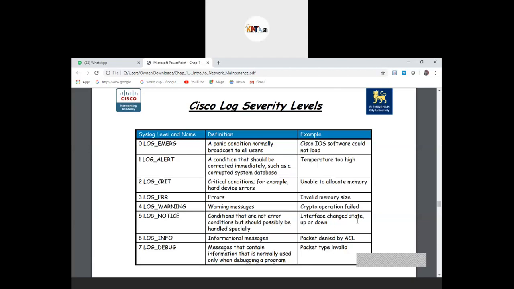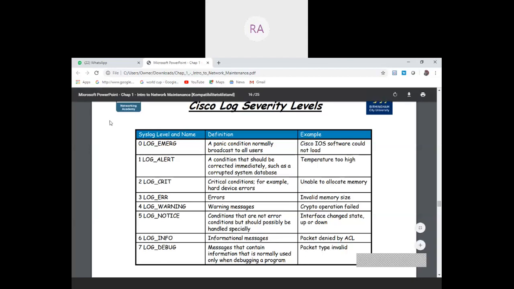Now, when you already have up interfaces and the states change to down, it means that either certain configurations are missing or a particular cable is pulled out of that connection, and the log notice will show you that there is a condition that is happening and you should possibly handle especially. So when you see packets denied by an access control list, it is an informational message. When you see packet type invalid, it means the messages contain information that is not normally used, only when debugging a program. So Cisco security level, when you are using Cisco iOS, these are some of the things that will happen and the meaning of some of the things that happen, and then the level and the name are what you are seeing at the left.